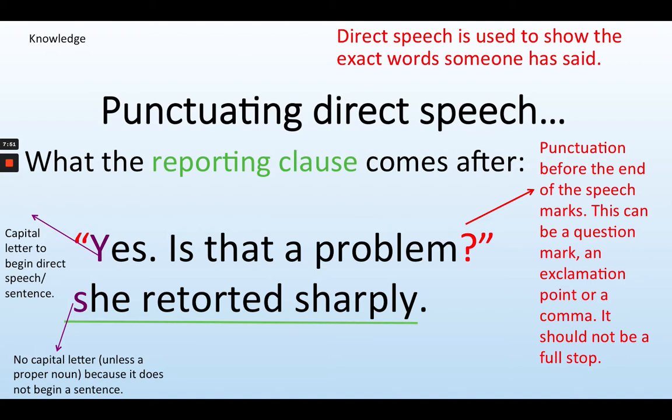This punctuation is a question mark, an exclamation point, or a comma. It should not be a full stop. We also use speech marks around the exact words which have been said.